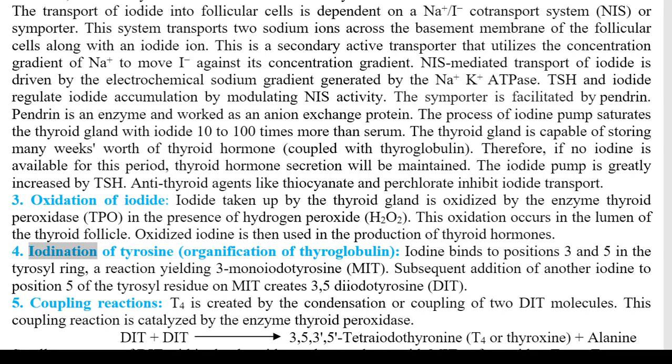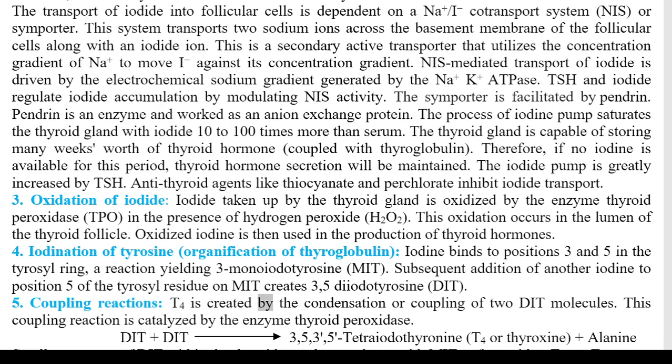4. Iodination of tyrosine. Organification of thyroglobulin. Iodine binds to positions 3 and 5 in the tyrosyl ring, a reaction yielding 3-monoiodotyrosine, MIT. Subsequent addition of another iodine to position 5 of the tyrosyl residue on MIT creates 3,5-diiodotyrosine, DIT.